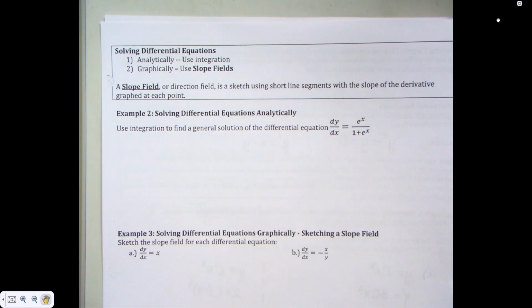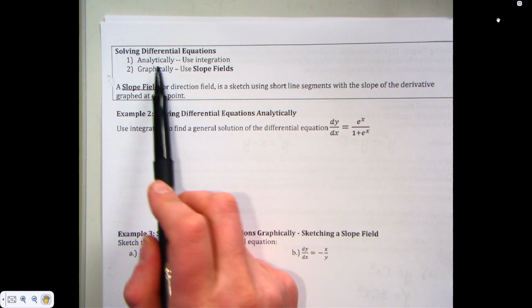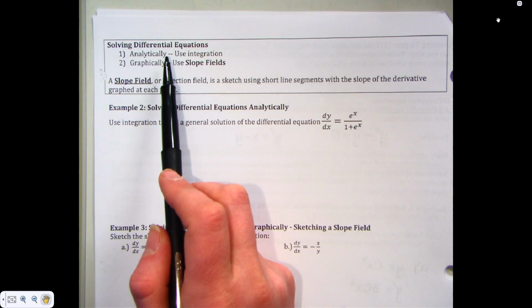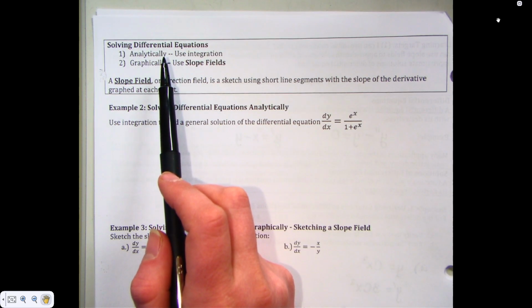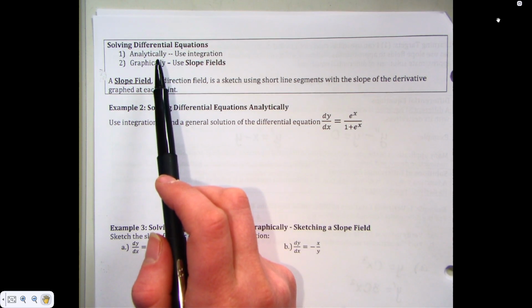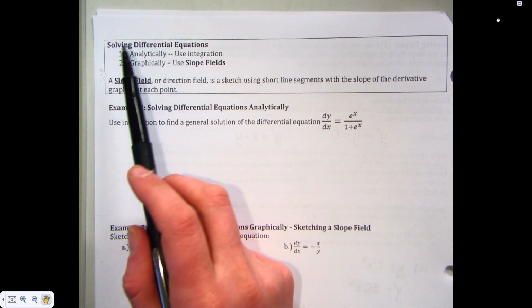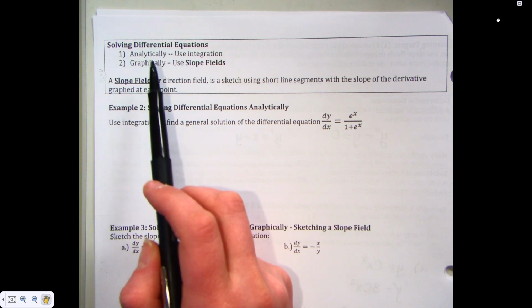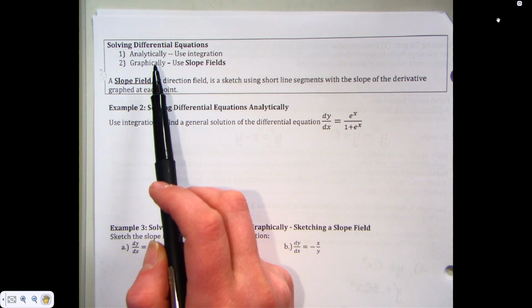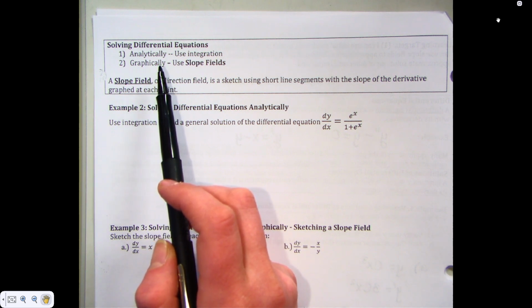So there are really two ways to talk about solving differential equations. And those methods are analytical methods. So really analytically in math means that you're going to do some sort of computation, algebra, or calculus. We're going to be able to use symbols and come up with our solutions. Another is a graphical solution. And we'll get to that. We'll talk about slope fields towards the end of this note set.